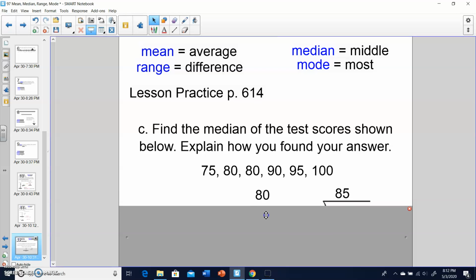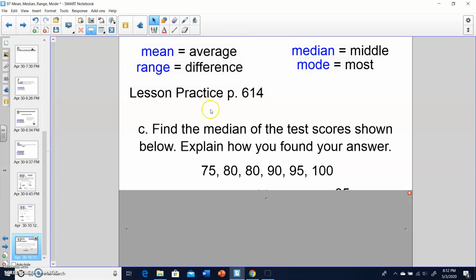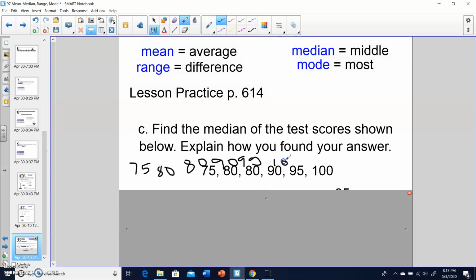Okay, so to find the median, first you need to put them in order. I found the mean instead of the median, so we'll just quickly do it over here. 75, 80, 80, 90, 95, and 100. I think I still got it.